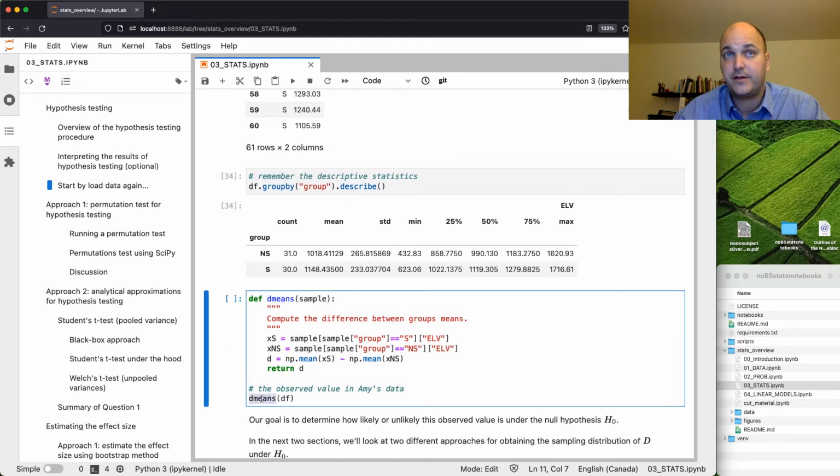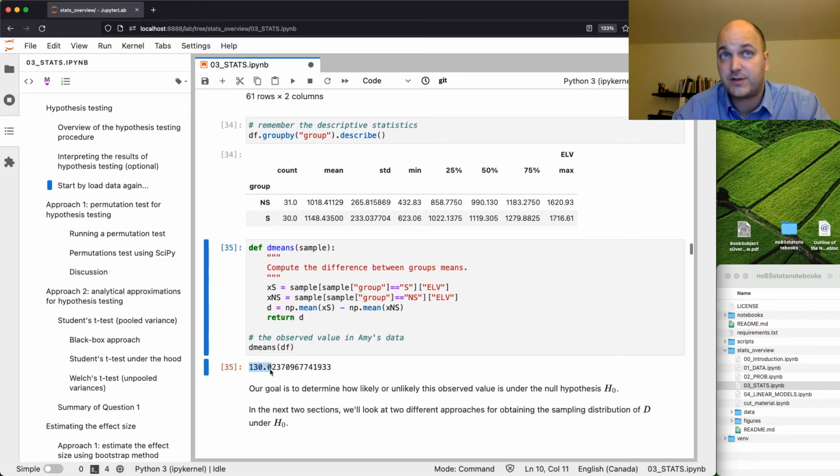The statistic, the estimator we're going to use for all the analysis, is the difference of means. We just saw that in the last video: you compute the mean in one group, compute the mean in the other group, and subtract the two. If you don't remember, this is how you extract the data, because the sample contains both groups. And this is how you extract the data. Okay, so let's run this. The observed value of the statistic is 130.